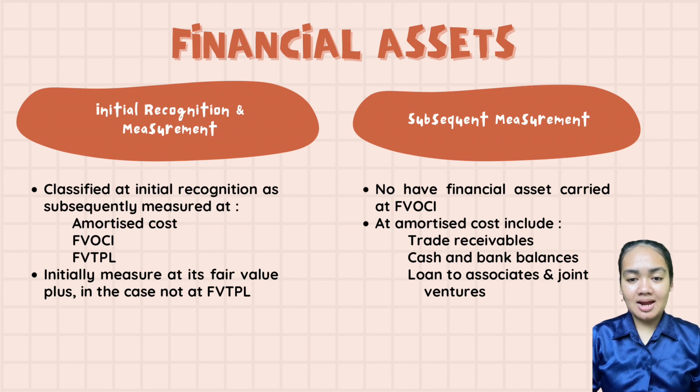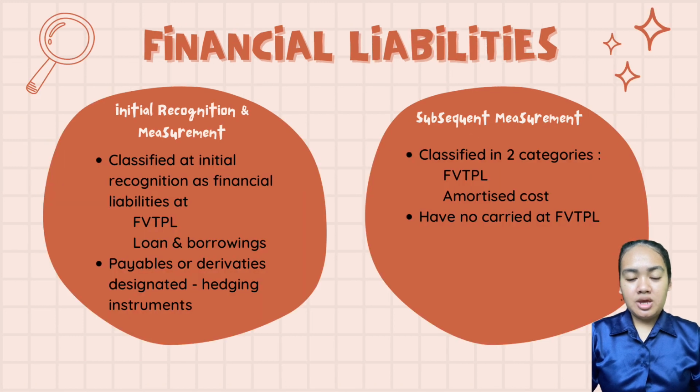WCT Holding Berhad has no financial assets carried at fair value through other comprehensive income, for both debt and equity instruments, or financial assets carried at fair value through profit or loss. WCT Holding Berhad's financial assets at amortized cost include trade receivables, cash and bank balances, and loans to associates and joint ventures. Next, we move to the initial recognition and measurement for financial liabilities.